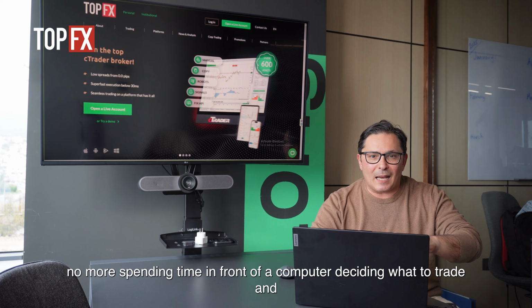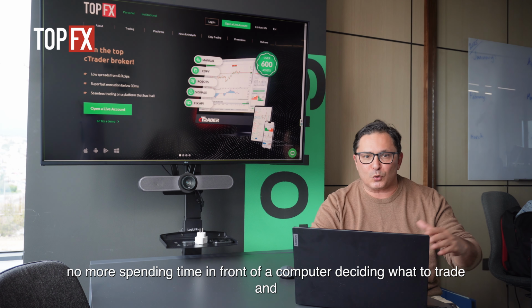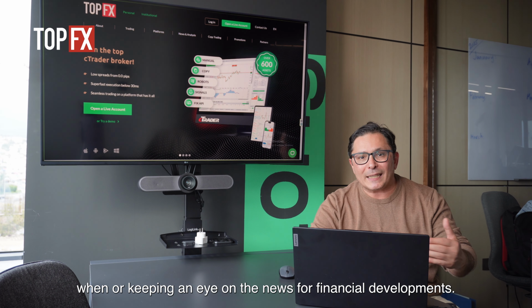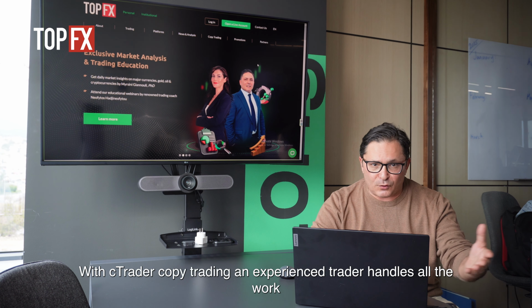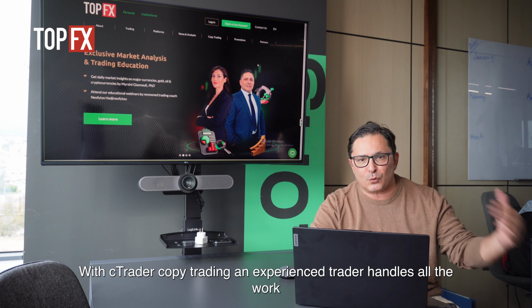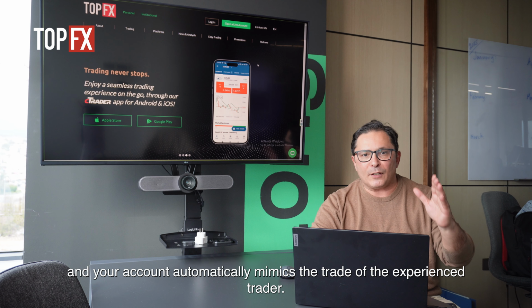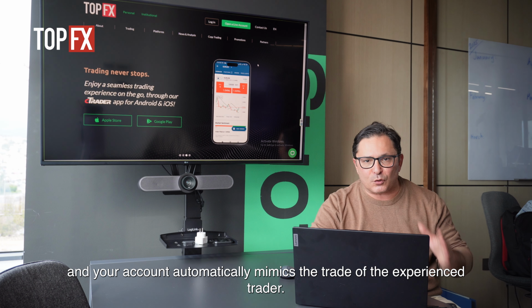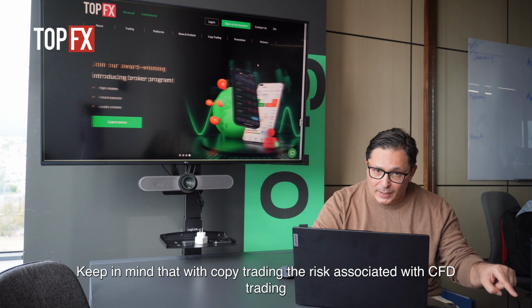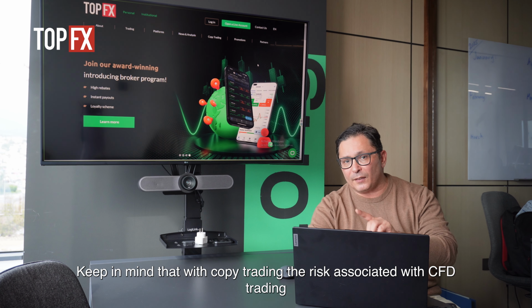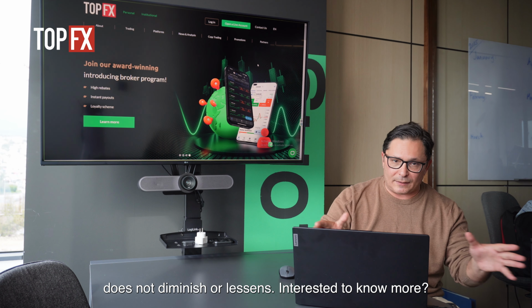No more spending time in front of a computer deciding what to trade and when, or keeping an eye on the news for financial developments. With cTrader copy trading, an experienced trader handles all the work and your account automatically mimics the trade of the experienced trader. Keep in mind that with copy trading, the risk associated with CFD trading does not diminish or lessen.